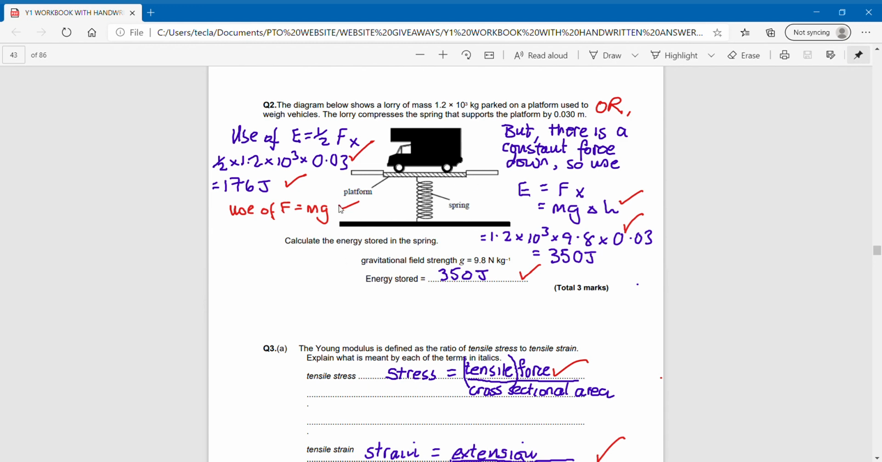And alternatively, if you have used the equation energy equals half Fx, it's not penalised. But actually, the half F is where the force is changing. In this case, the force is constant.